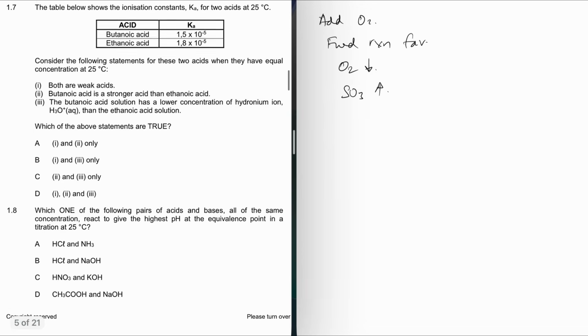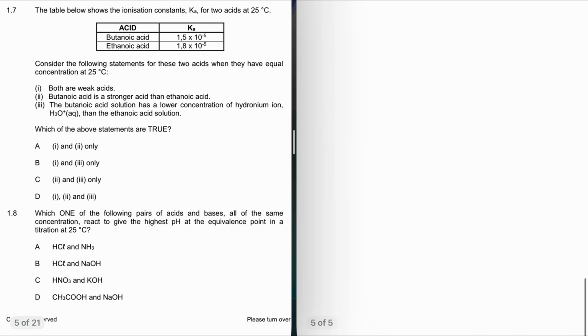Now taking a look at question 1.7, the table below shows the ionization constants Ka for two acids at 25 degrees Celsius. Okay, so butanoic acid and ethanoic acid. Consider the following statements of these two acids when they have equal concentrations at 25 degrees Celsius. So, first one, both are weak acids. So, is this true? Yes, that statement is true. And the reason is because the Ka values are low.